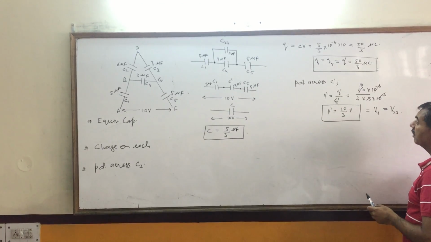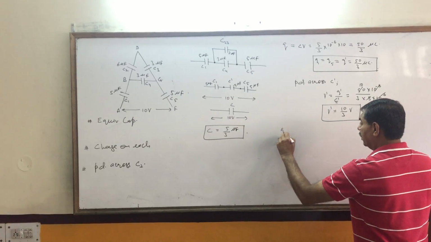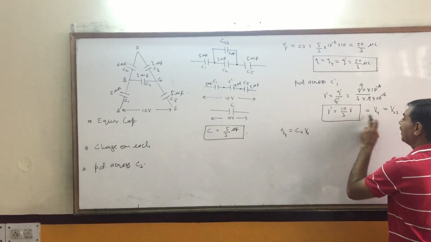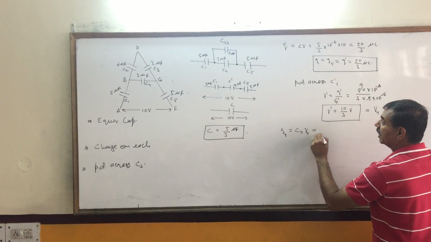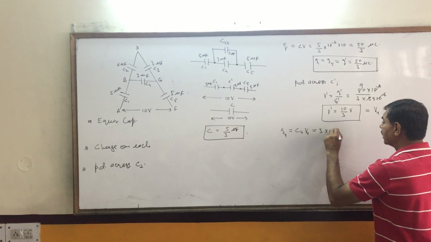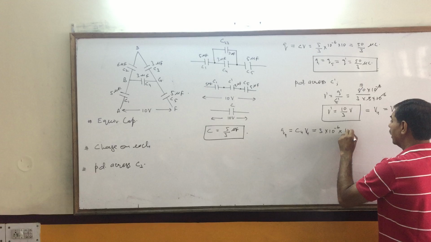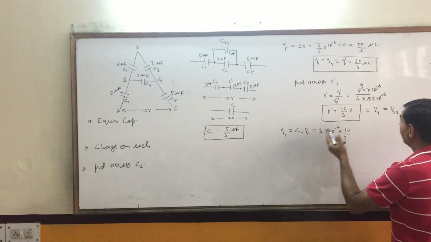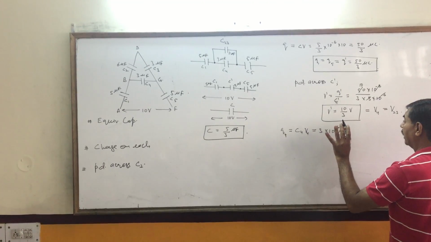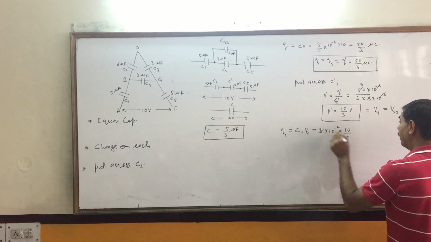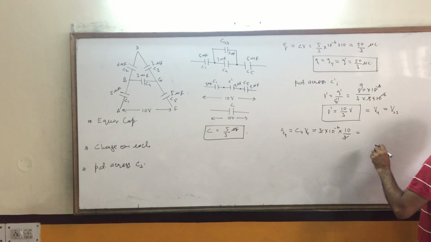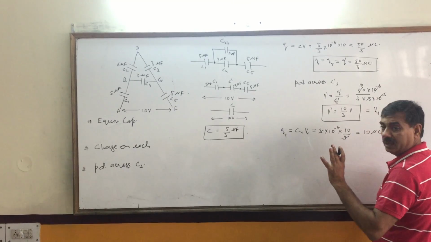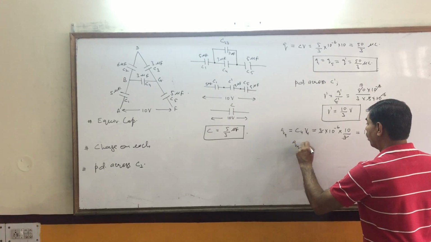Please concentrate. Now, Q4, the charge on C4, will be C4 into V4. V4 is the same as V dash. C4 is 3 into 10 to the power minus 6, into V4, which is 10 by 3 volts. Thus this is going to be 10 microcoulombs. Thus Q4 is 10 microcoulombs. I hope I'm right.